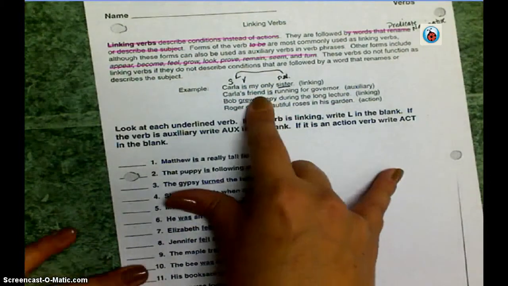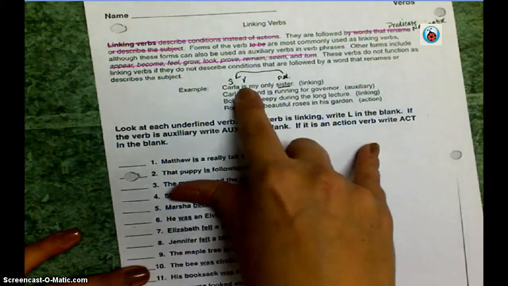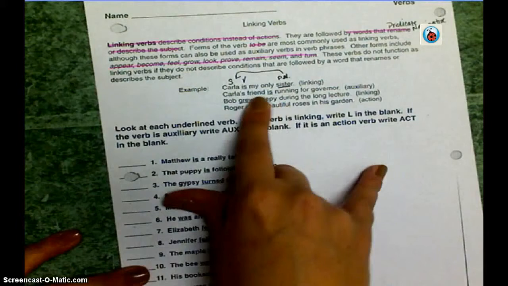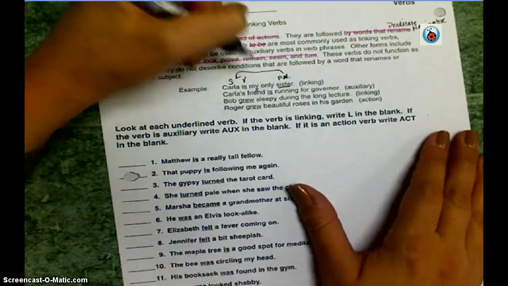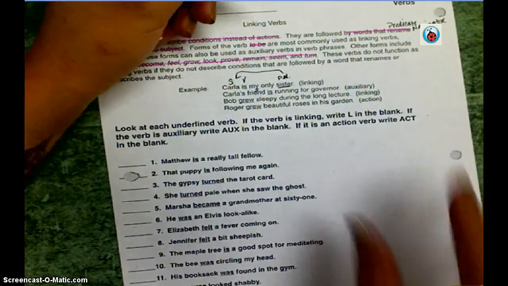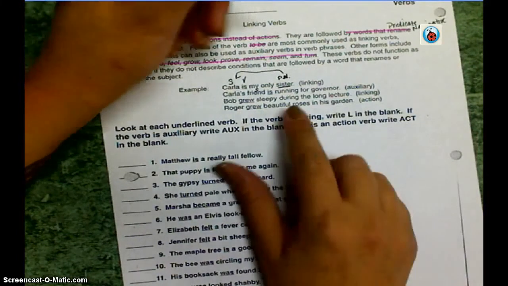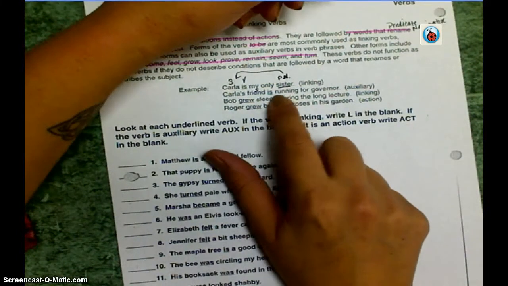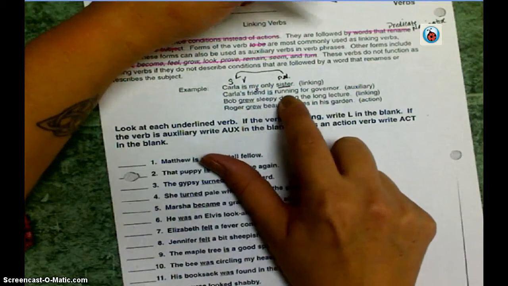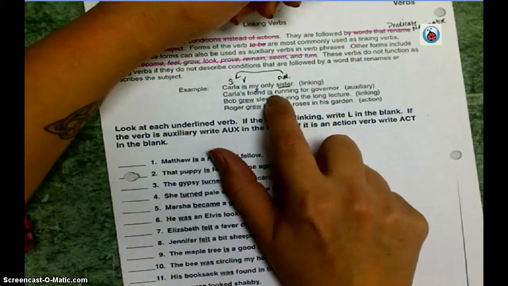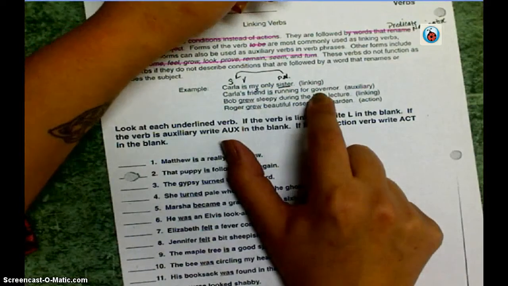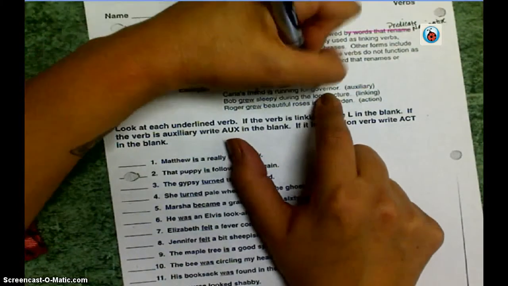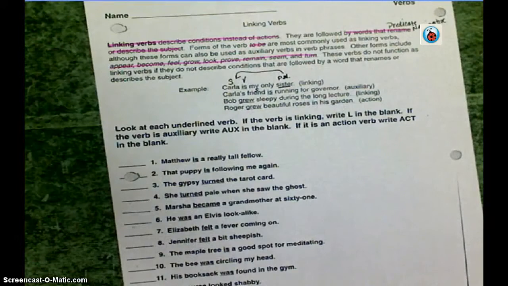Look at the next one. It says, Carla's friend is running for governor. Same verb, is, right? Carla's friend is running for governor. Who or what did it? Friend, because we know we cannot have a possessive as a subject. What is she doing? She is running, okay? We know from yesterday, is running is the verb phrase. Running is our main verb. Is would be our auxiliary verb, right? What is for governor? Absolutely right. It's a prepositional phrase, for governor. That's what she's running for, right? You're so smart.